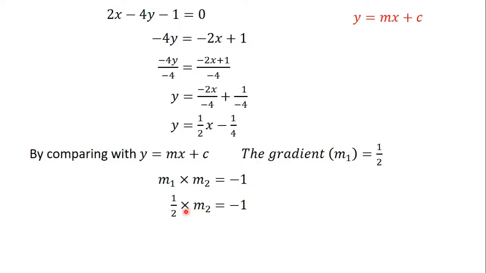We want to find m2, so I'll multiply the left hand side by 2 and the right hand side by 2 to cancel the fraction. This will give us 2 times 1 divided by 2 times m2 is equal to minus 1 times 2. 2 and 2 will cancel, so you have 1 times m2, which is m2. Minus 1 times 2 will give us minus 2. So m2 is equal to minus 2. It means that the gradient of the line that passes through the point 2, 4 is minus 2.